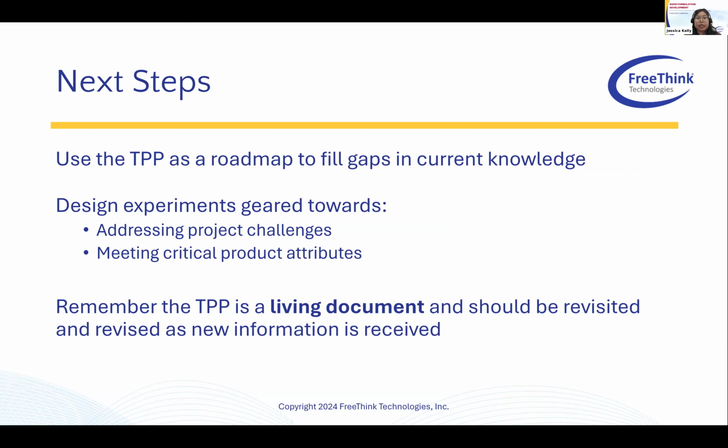So now that we've learned how to develop a preliminary target product profile, what are the next steps and what do you do with the information gathered in the TPP? So as you saw in the examples, the TPP identified gaps in current knowledge. And so by clearly identifying these gaps, we can now easily pinpoint what needs to happen next to address these gaps. So therefore, we will create a research plan that includes experiments geared towards addressing project challenges that were identified in the TPP and meeting the critical project attributes defined in the TPP.